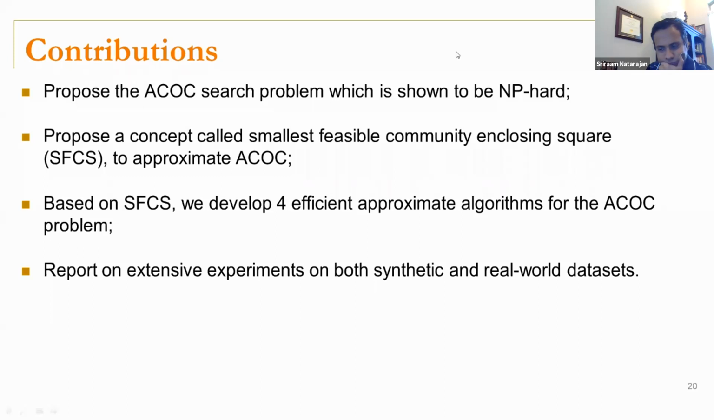In summary, our work has the following contributions. We propose a COC search problem, which is shown to be NP-hard. We propose a concept called smallest feasible community including square to approximate the SOC search problem. Based on SFCS, we developed 4 efficient approximate algorithms for the SOC problem. We also report on extensive experiments on both synthetic and real-world datasets.